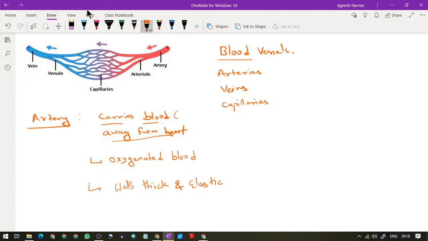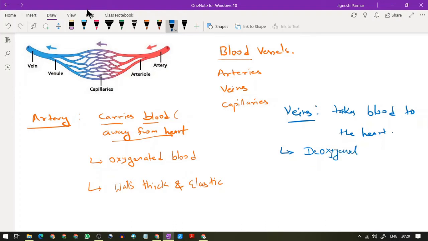So this is what we have about the artery. Now, what can a vein do? Let's talk about a vein. So veins, what exactly happens? As an artery is carrying blood away from the heart, it means a vein takes blood to the heart. Is it clear? Obviously, if it is taking blood to the heart, it must be deoxygenated blood. Yes, it carries deoxygenated blood.